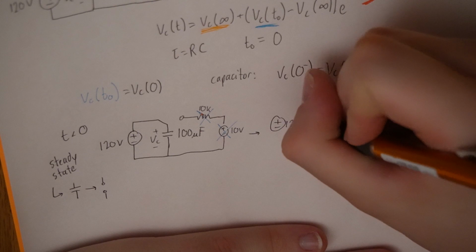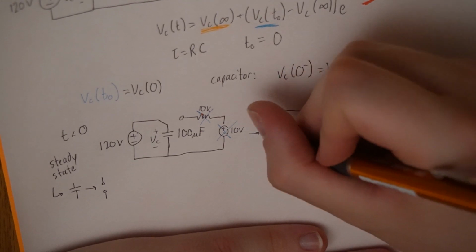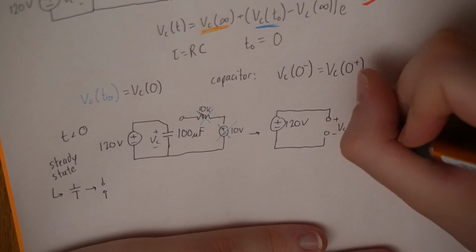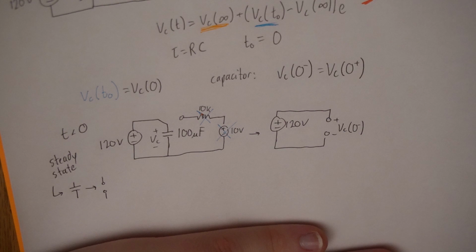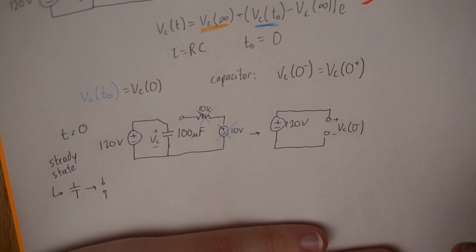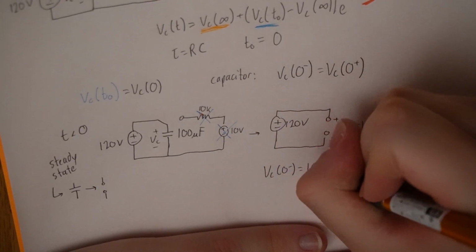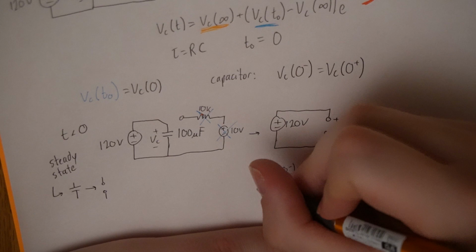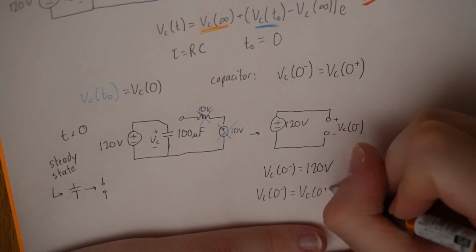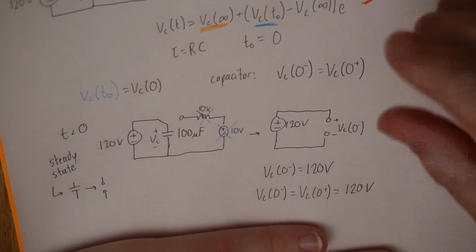It's even easier. Assuming it's steady state, my capacitor becomes an open circuit. I want VC, this will be my 0 minus. Now this one I can just read off because the positive and the positive match. VC at 0 minus equals 120 volts. And because of the equation, VC at 0 minus equals VC at 0 plus equals 120 volts.